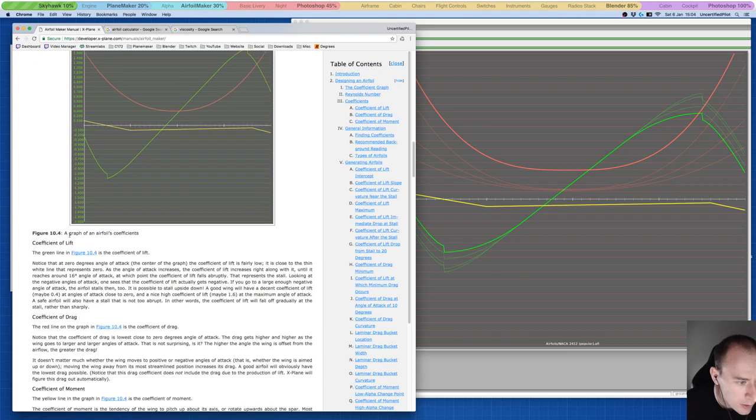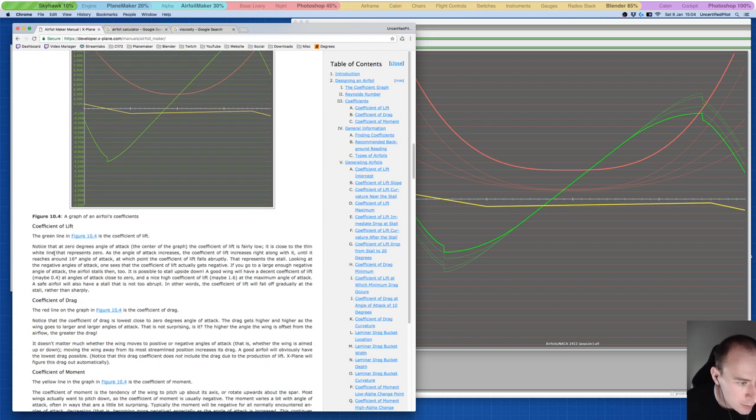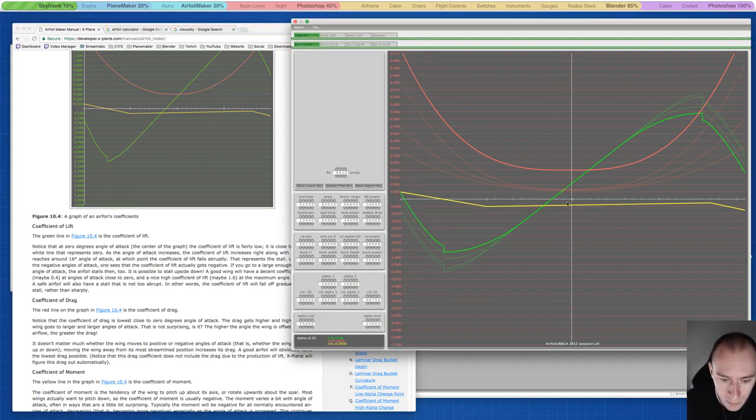Coefficients. Coefficient of lift, the green line. Notice that at 0 degrees angle of attack, the coefficient of lift is fairly low. No, that's not what I'm doing, right? This is not where it's 0. 0 is just 0, just looking at the alpha here. So 0 would be somewhere around here, and you can see then that for the green stuff, it's relatively low.